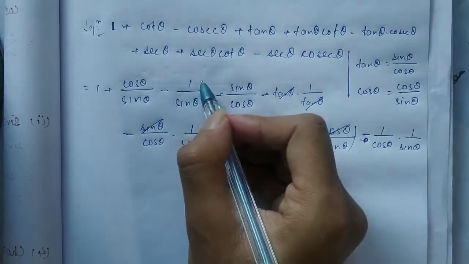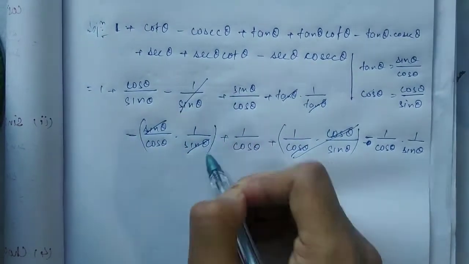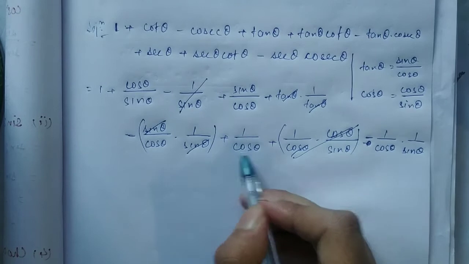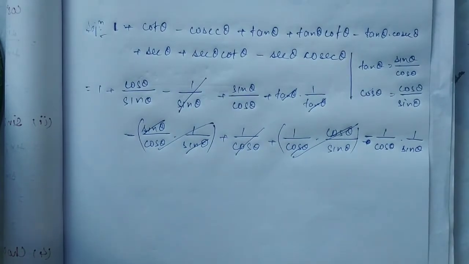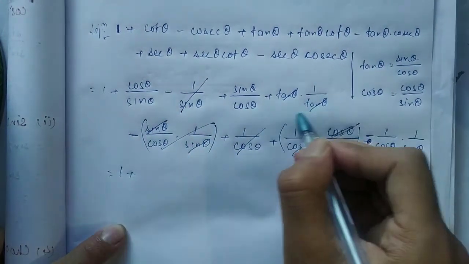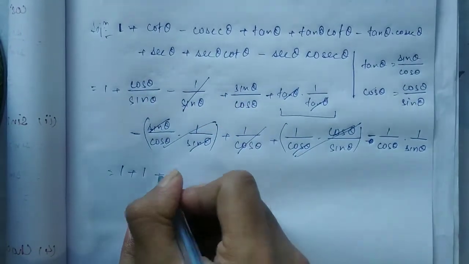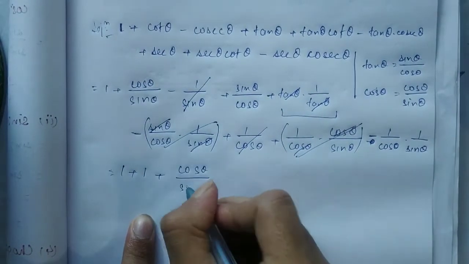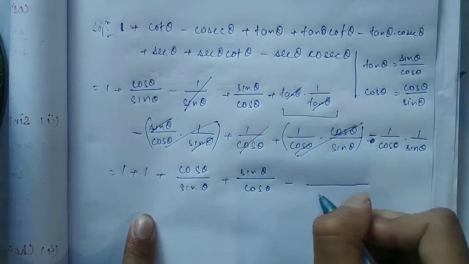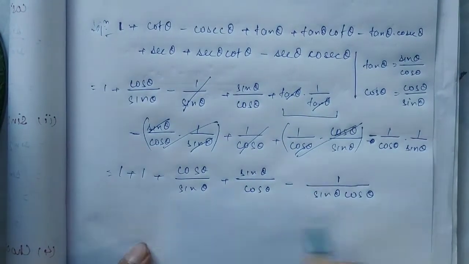So this term and this term get cancelled out, and again we find that here it is minus of 1 by cos theta and here it is plus of 1 by cos theta. So these 2 terms also get cancelled out. So what we remain is here 1 plus, from here we get 1, and this term and this term. So we write those 3 terms like cos theta by sin theta plus sin theta by cos theta minus, here it is sin theta, the cos theta in the denominator and 1 in the numerator.